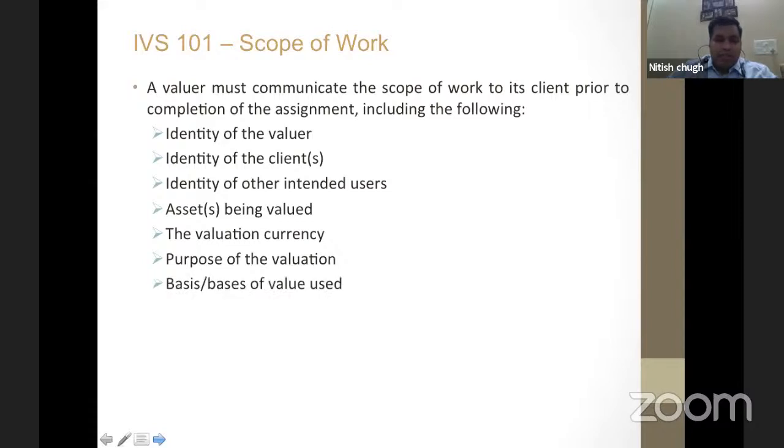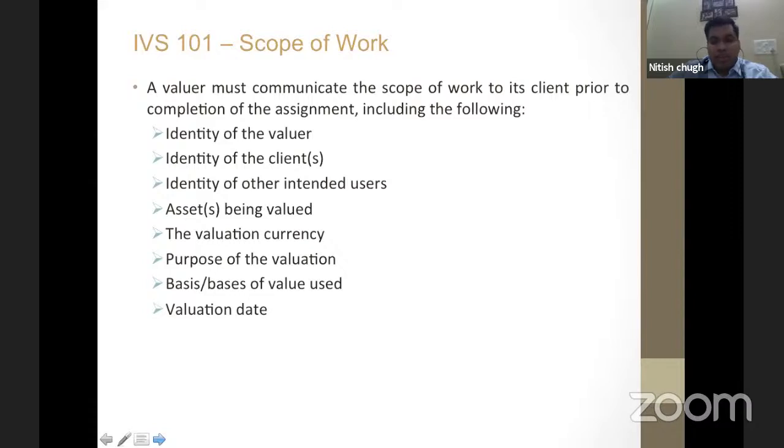Then the basis of values used, whatever basis you have used for the purpose of valuing, needs to be mentioned in the letter before concluding the assignment. And if there is any objection by the party, it needs to be in writing, and working papers need to be preserved for the same.